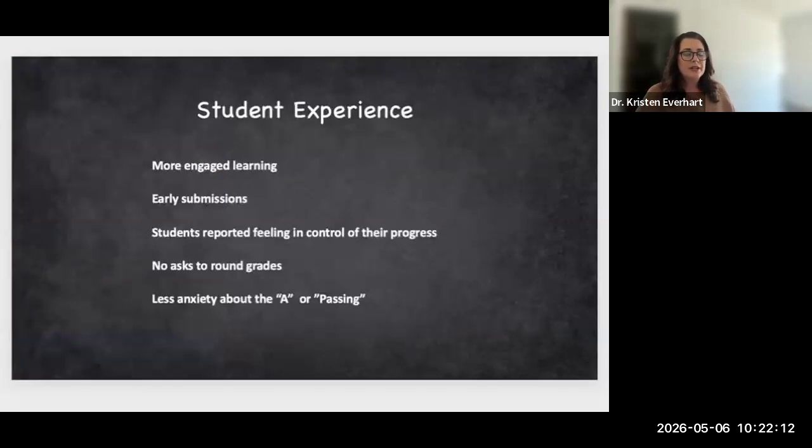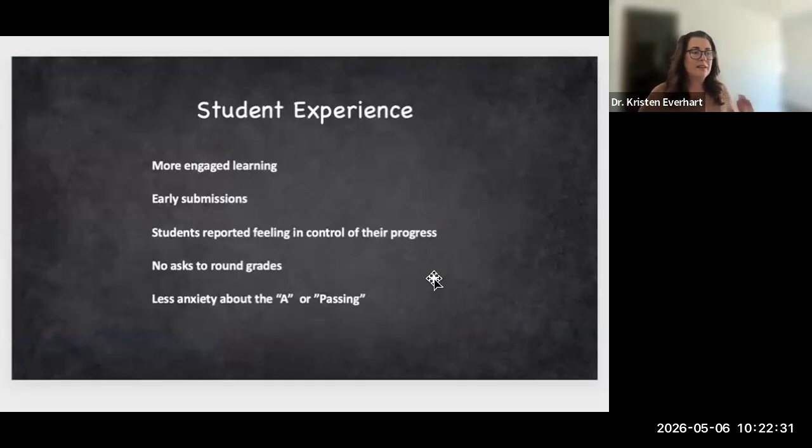They had more engaged learning. I had more early submissions than I've had before, less students waiting till the last minute, but I also reinforced that by going and looking at those early submissions and getting them feedback to make changes. Students reported feeling in control of their progress.